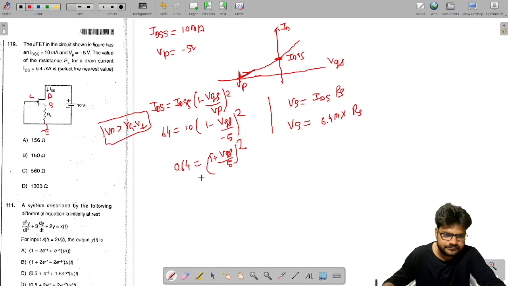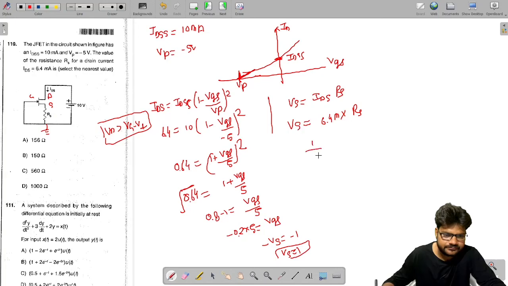So from this, if we try to find out VS, what we will get, or simply I can put here 0.64 under root going to be 1 plus VGS by 5. Okay, this is going to be 0.8. So 0.8 minus 1 equals VGS by 5. This is going to be minus 0.2 into 5. So this is VGS, and you know the gate is grounded here, so this is going to be minus VS. So minus VS you will get here minus 1, right? So VS you are going to get 1, right?